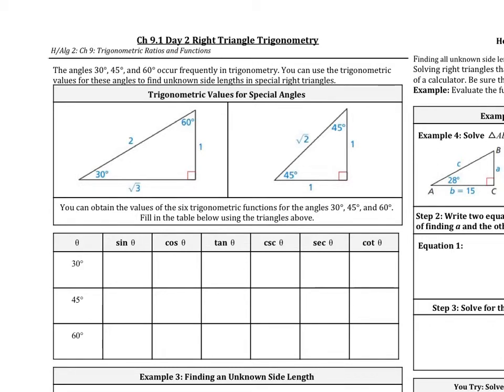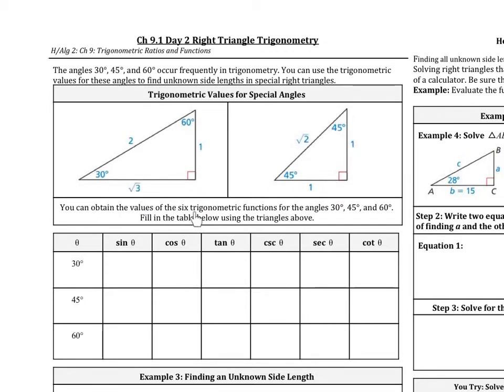So let's take a look at right triangle trigonometry. The angles 30, 45, and 60 occur frequently in trigonometry. You can use the trigonometric values for these angles to find unknown side lengths in special right triangles. So we have a 30-60-90, and we also have a 45-45-90. And if you remember, we do have special properties of them.